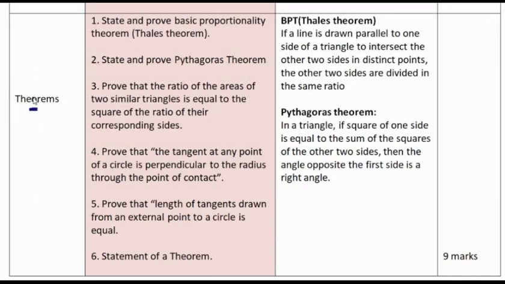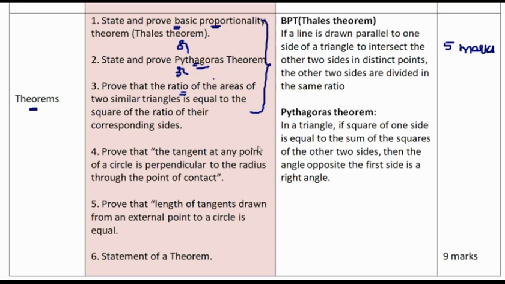The next important and scoring area is theorems. Among the basic proportionality theorem, Pythagoras theorem and areas of similar triangles, one theorem is a definite question for 5 marks. In the recent model paper, we got the basic proportionality theorem. Now we can expect the Pythagoras theorem for the annual exam or board exam. These three theorems are very important, students. Don't leave any theorem. First try to understand, and then learn it by heart, because these three theorems are definite questions for 5 marks.